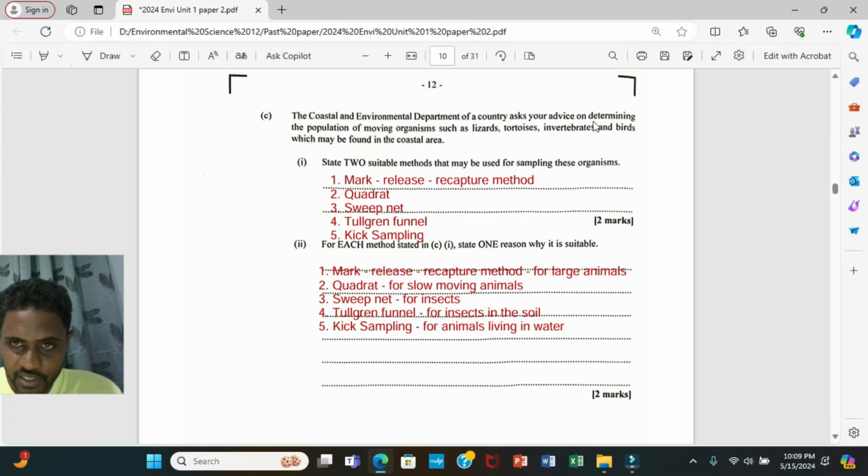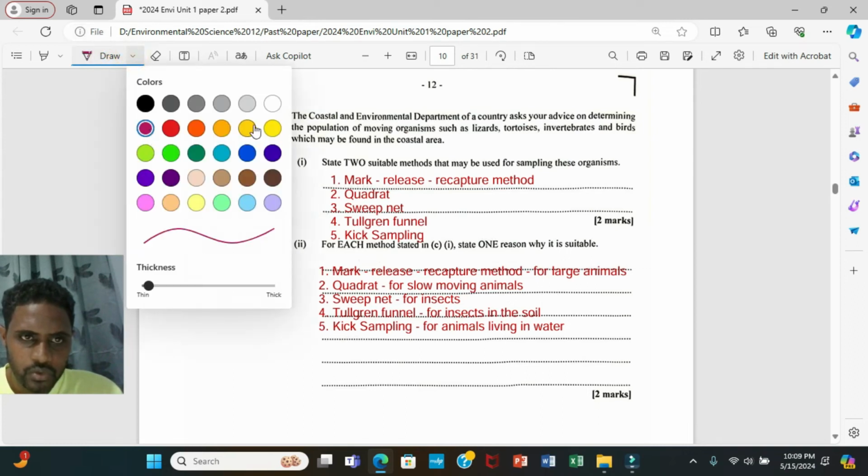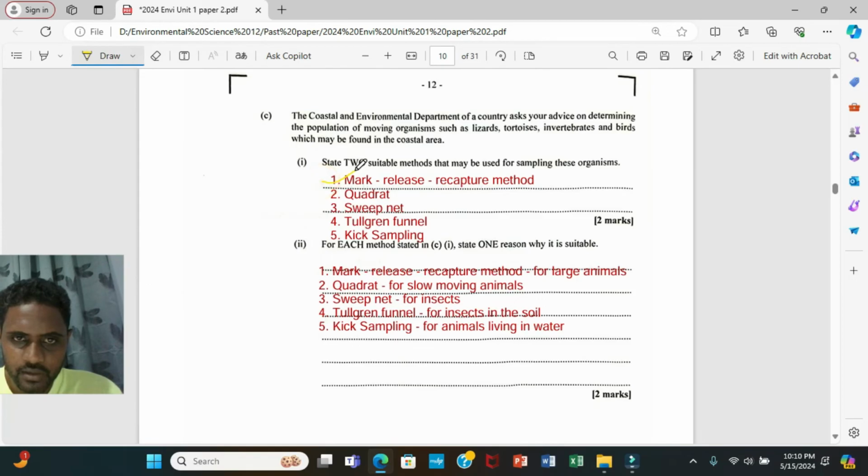Now, guys, once you're dealing with large animals, you definitely have to have number 1, the mark release recapture method. That method is used for large animals. If you have slow moving animals, you could use a frame quadrat. Insects and plants, you could use a sweep net. If you want organisms in the soil, you'd have to use a Tullgren funnel, and if it's in water, you use kick sampling. All right, so for large animals, you use the mark release recapture method. All right, quadrat for slow moving animals.